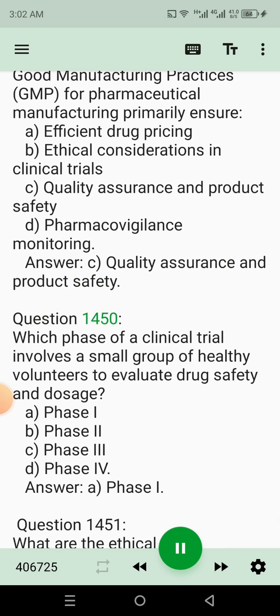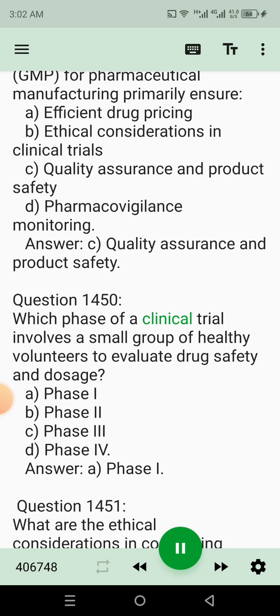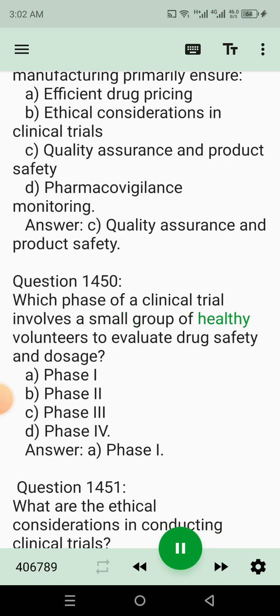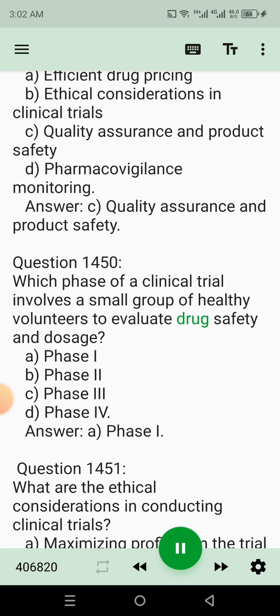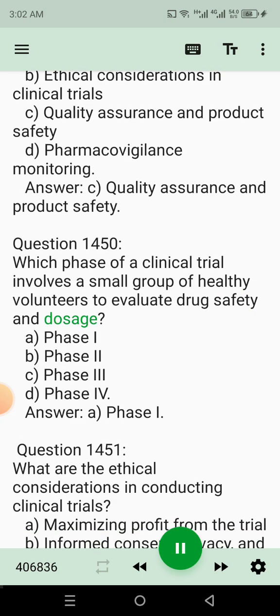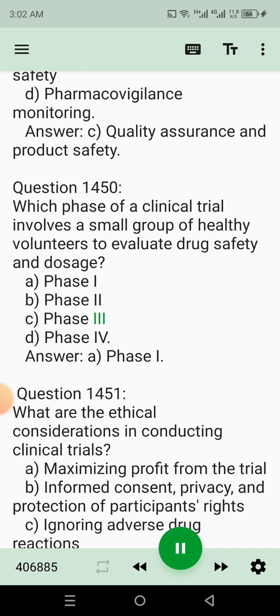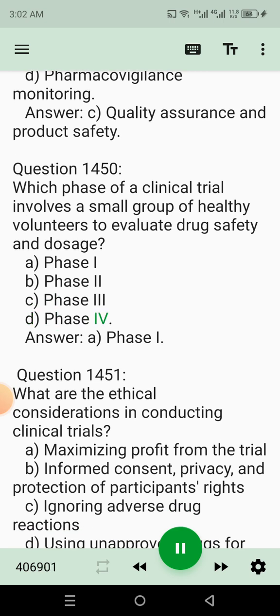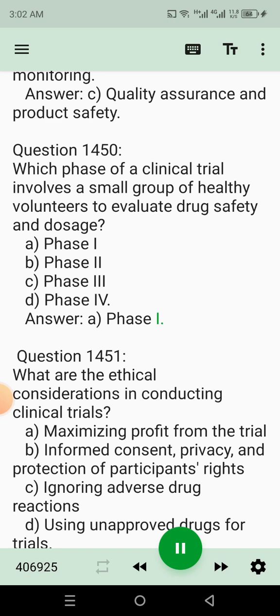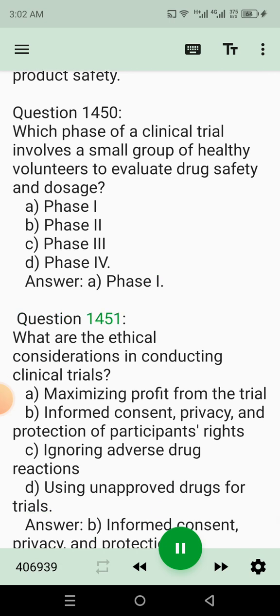Question 1450. Which phase of a clinical trial involves a small group of healthy volunteers to evaluate drug safety and dosage? A. Phase 1. B. Phase 2. C. Phase 3. D. Phase 4. Answer. A. Phase 1. Question 1451.